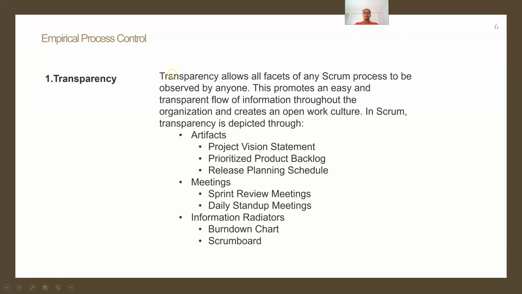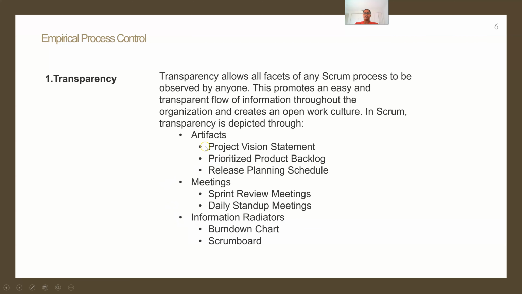The first one is transparency, which allows all the facets of any Scrum process to be observed by anyone. This promotes an easy and transparent flow of information throughout the organization and creates an open work culture. In Scrum, transparency is depicted through artifacts, meetings, and information radiators. What are these artifacts? What does it mean to have transparency during meetings, and what is meant by an information radiator?